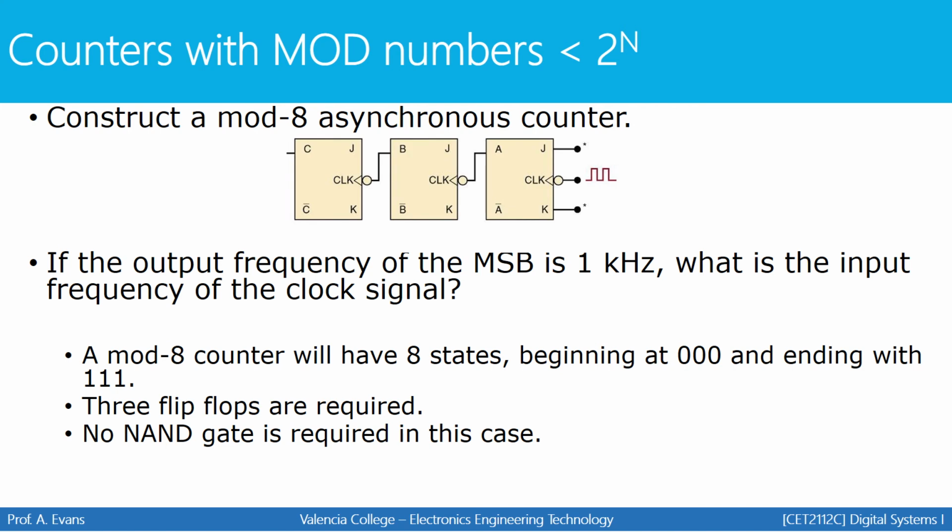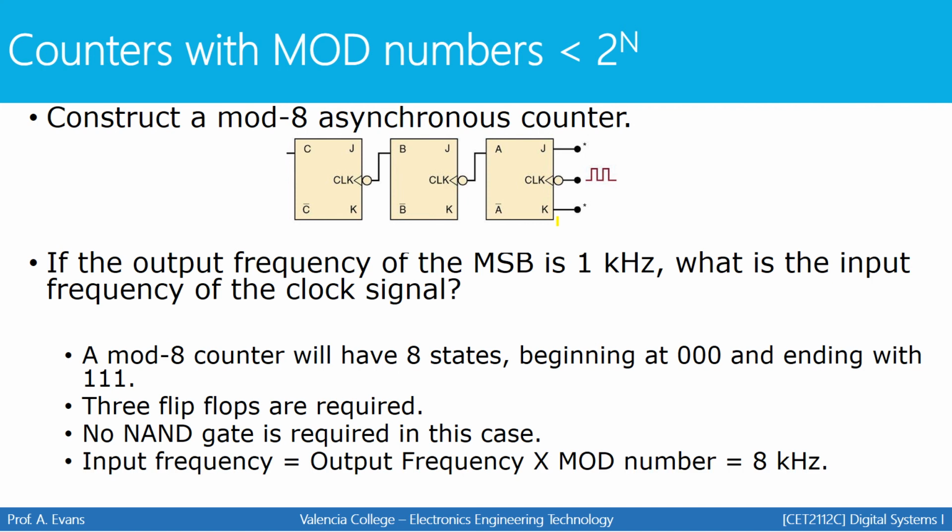Here's what your circuit will look like. This is the asynchronous counter, so it's the ripple counter, where the output of one becomes the input of the next. All the J and K inputs should be tied to power. And the input frequency is going to be equal to the output frequency multiplied by the mod number. Think back to the original equation that we discussed, where output frequency was equal to input divided by mod number. So you're just rearranging that equation that we've already provided so that you can solve that for input frequency.